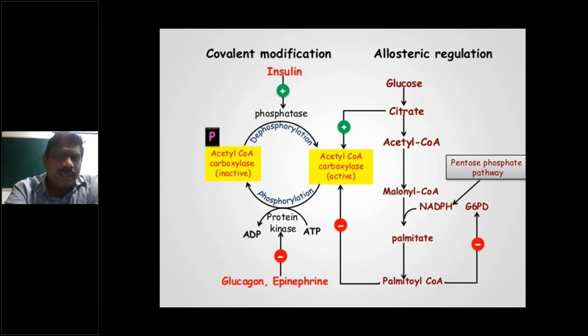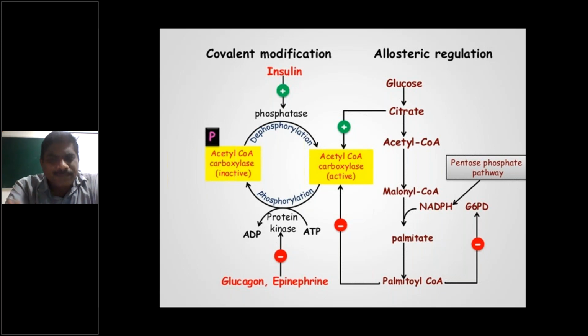So insulin favors this step with the help of the enzyme phosphatase, which removes the phosphate group, and this acetyl-CoA carboxylase will become active. So this acetyl-CoA carboxylase favors lipogenesis. At the same time, the opposite effect occurs under the influence of glucagon and epinephrine. Phosphorylation takes place, and in the phosphorylated state, the enzyme will become inactive.